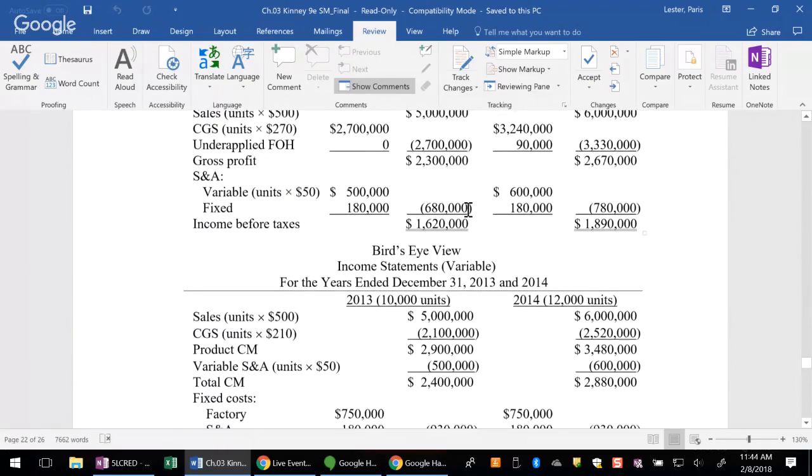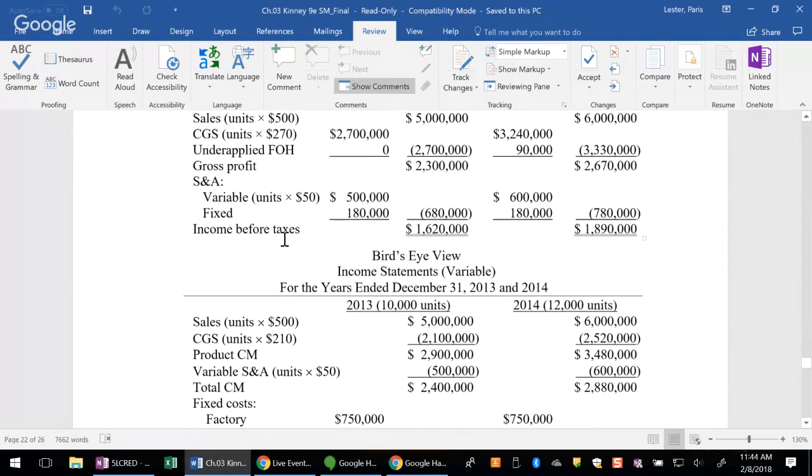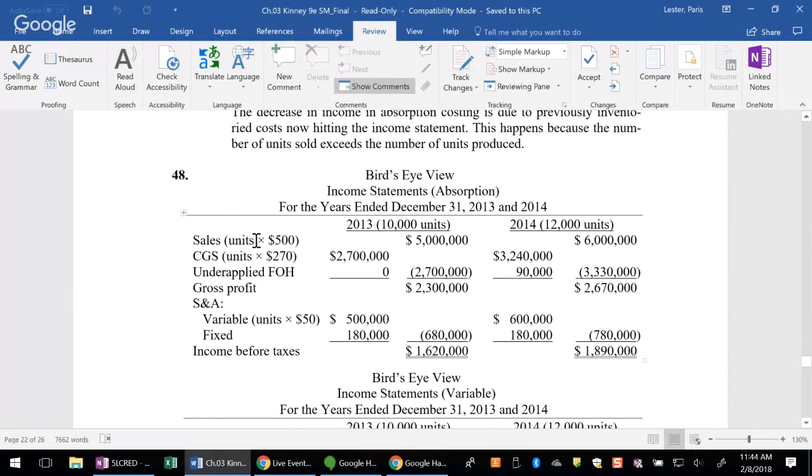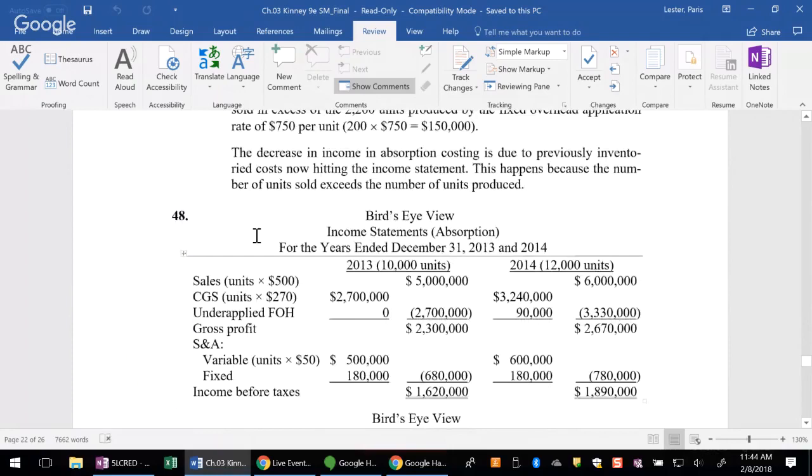But both of you do get income. This one you get a gross profit, this one you get a contribution margin. Now we have to go back and look at 14, next year. The next year, we're going to do better and sell 12,000 units. We're still going to sell them at $500. Cost of goods sold is still $270. But we have one thing different here. We had zero over here. Where does the 90,000 underapplied overhead come from? We've got to know.